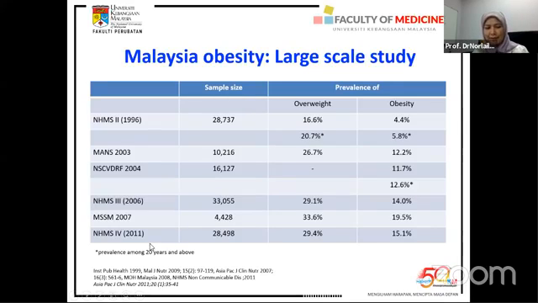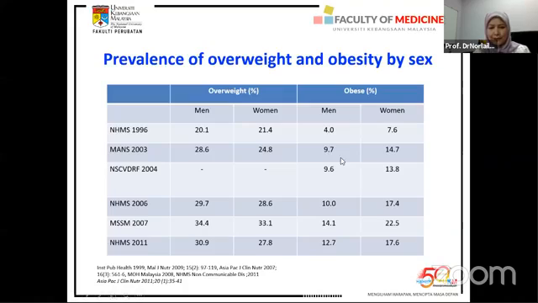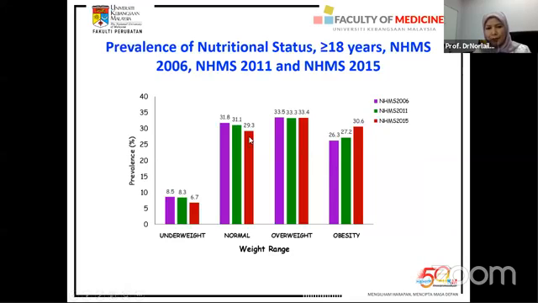We did our MSSM study, the metabolic syndrome study, with a 4,000 population, whereby we also performed OGTT in these 4,000 subjects. The prevalence of overweight and obesity increased again, 33.6% and 19.5% respectively. And in 2011, another National Health Morbidity Survey showed 29.4% overweight and 15.1% prevalence of obesity. Looking at gender, women generally had a higher prevalence of obesity compared to men, but with regards to overweight, there's not much difference between men and women. So I stopped short at the 2011 National Health and Morbidity Survey.